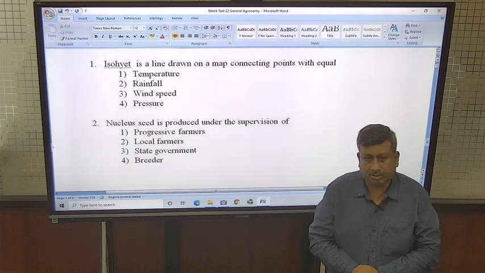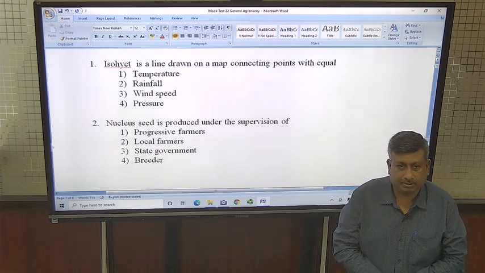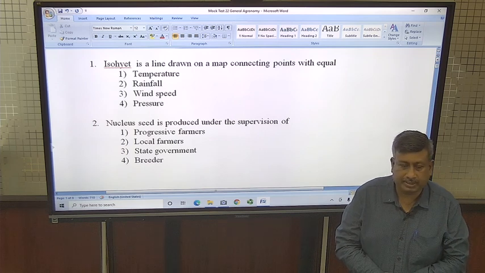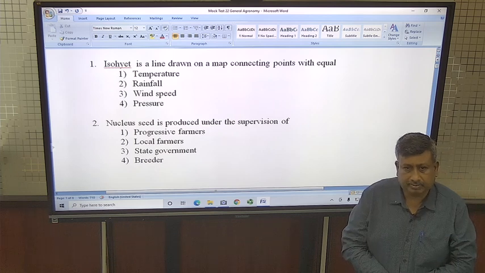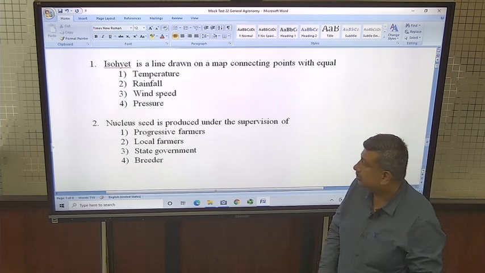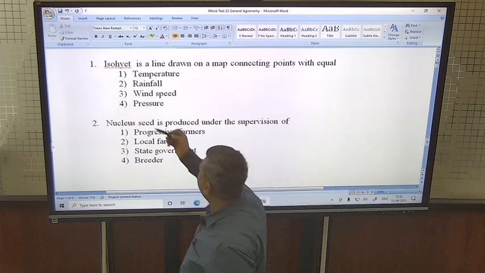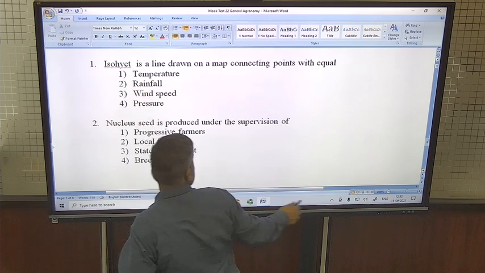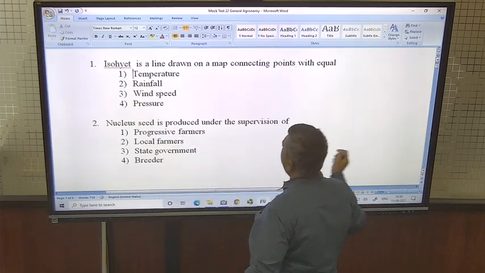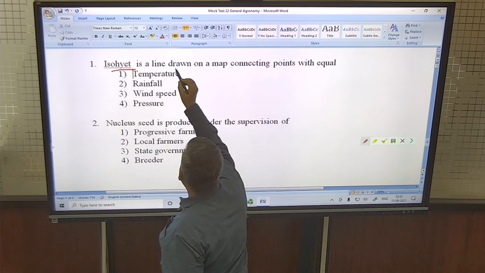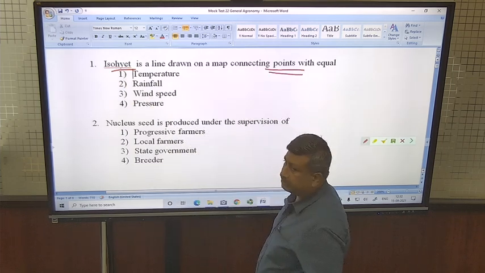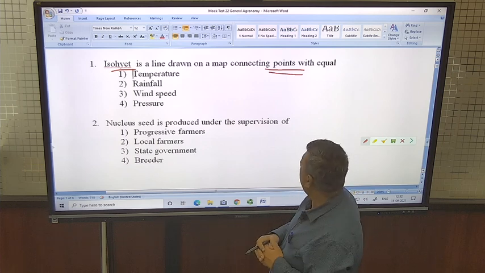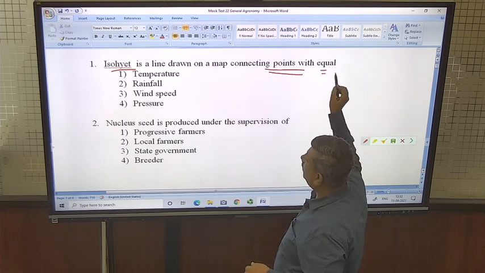Students, this is a mock test and the questions are related to various aspects of agronomy. There are many important questions. First question: an isohyet is a line drawn on a map connecting points with equal rainfall.